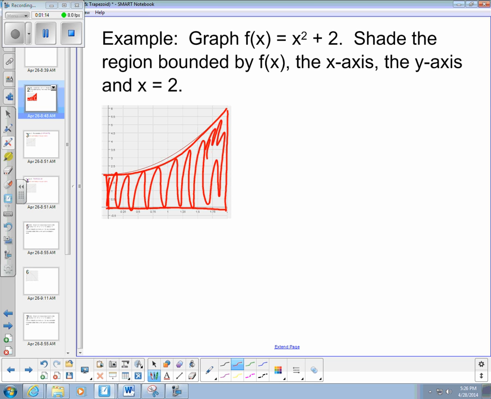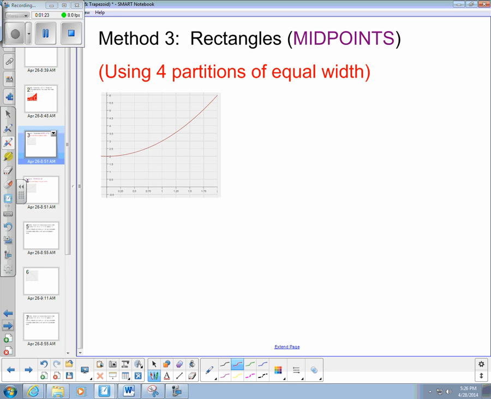Okay, now notice we can't just use a geometric formula again because there's a curve to this. So we have to be able to approximate. Okay, so when we're approximating, we can use rectangles or trapezoids. In this case, we're going to use rectangles using a midpoint method, not a left sum or a right sum, but a midpoint. And again, I will tell you how many partitions to use. This time we're going to use 4 partitions of equal width.